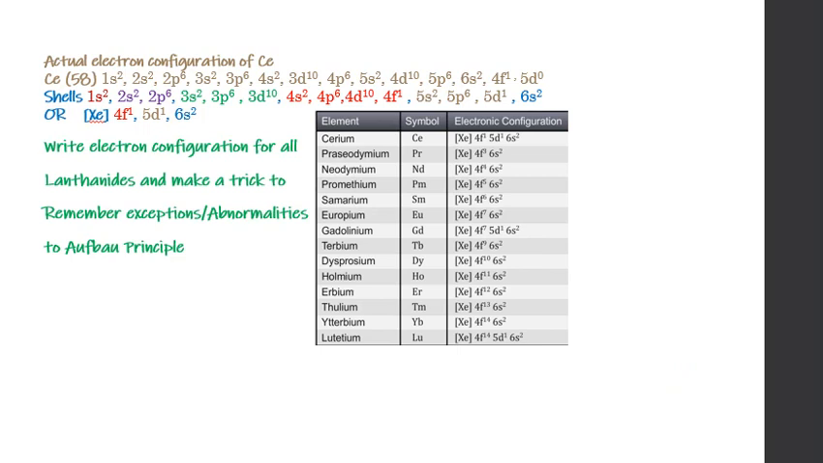Similarly, the electronic configuration of cerium can be written on the basis of the Aufbau principle. The shells are also made, and the shortcut way is also represented. Try to write the electronic configuration for all lanthanides and make a trick to remember exceptions, abnormalities to the principle.